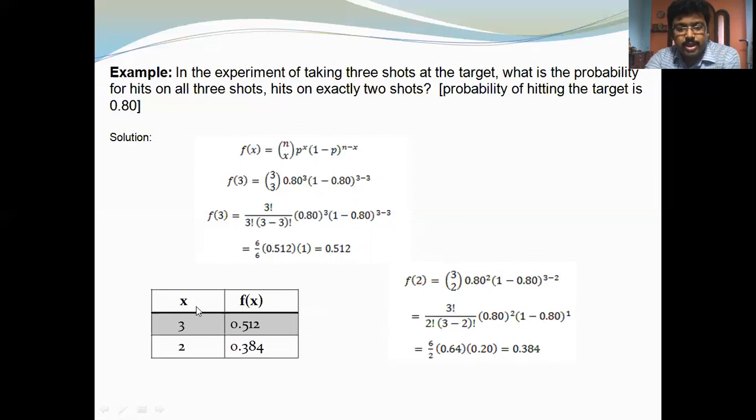So x is the number of successes. For 3 successes, the probability is 0.512, and for 2 successes, the probability is 0.384.